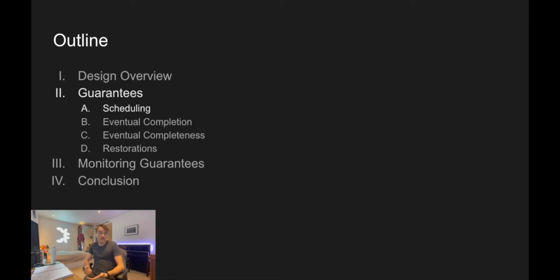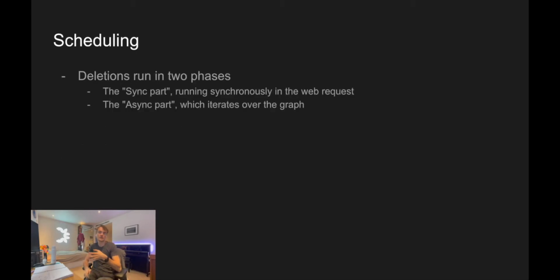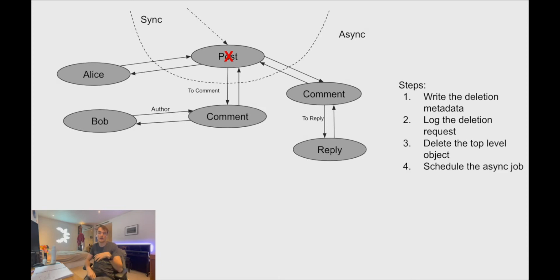Let's move on to the guarantees that we provide through the framework. First of all, the scheduling is quite important. Deletions happen in two distinct phases: the sync part, which runs synchronously in the web request, and the async part, which is responsible for deleting the entire graph. If you delete very large graphs, for instance, the page of someone very famous, there is no way this is going to fit in the deletion request, which is why we have those two separate processes.